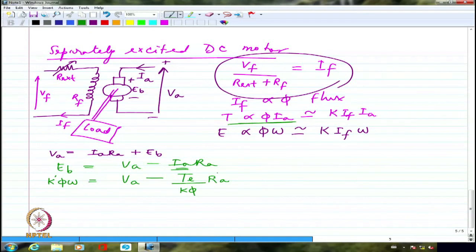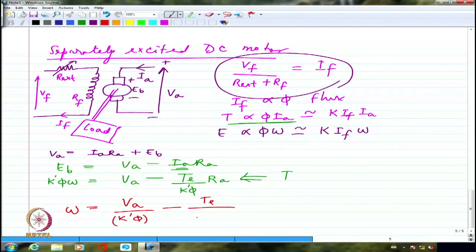This gives me the torque speed relationship of a separately excited DC motor. So this is the governing equation for the torque speed relationship of a separately excited DC motor. This is essentially the important relationship for a machine which is working as a motor. I can write this as K dash. So this is the back EMF constant or torque constant, K dash. So I should be able to write now the equation as omega equal to VA divided by K dash phi minus TE divided by K dash phi the whole square multiplied by RA.